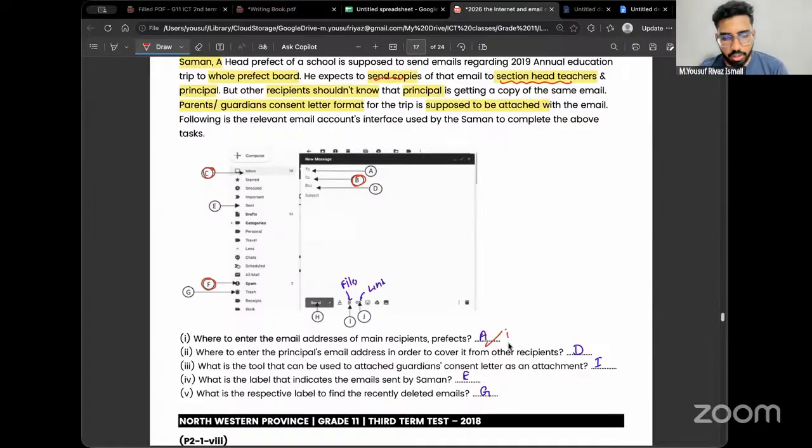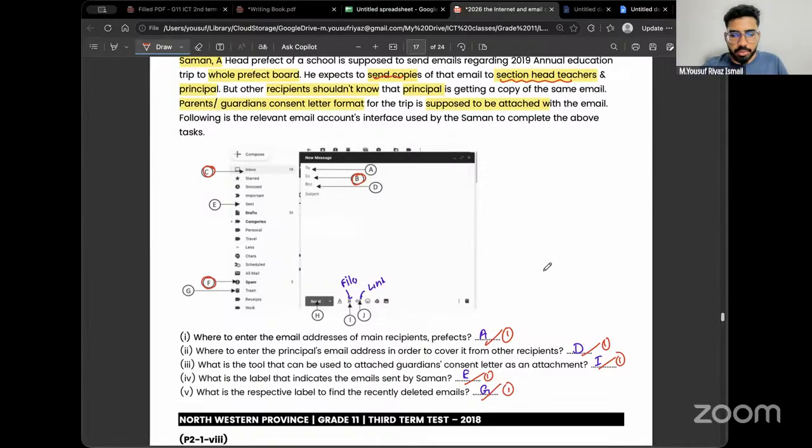So in this question, if you got your answers correct, put 1 mark each and tell me out of 1, 2, 3, 4, 5, how many marks you have got. Good job.